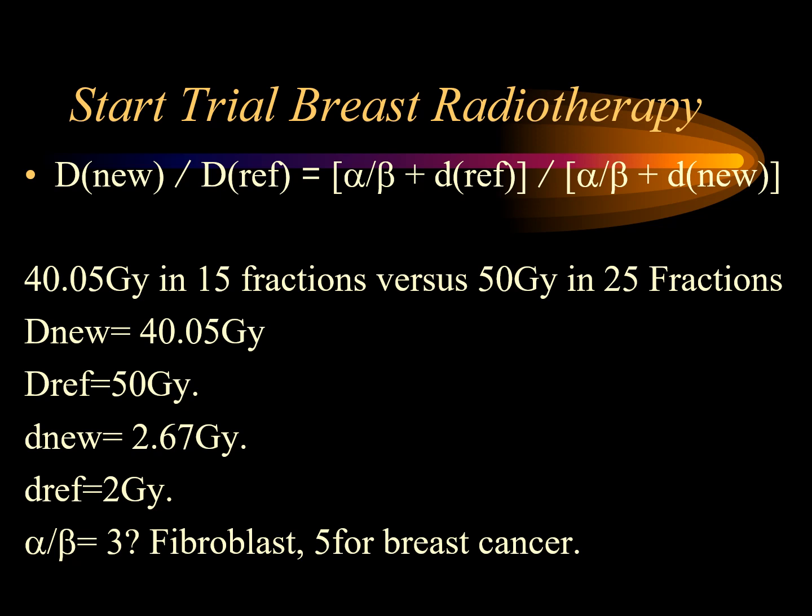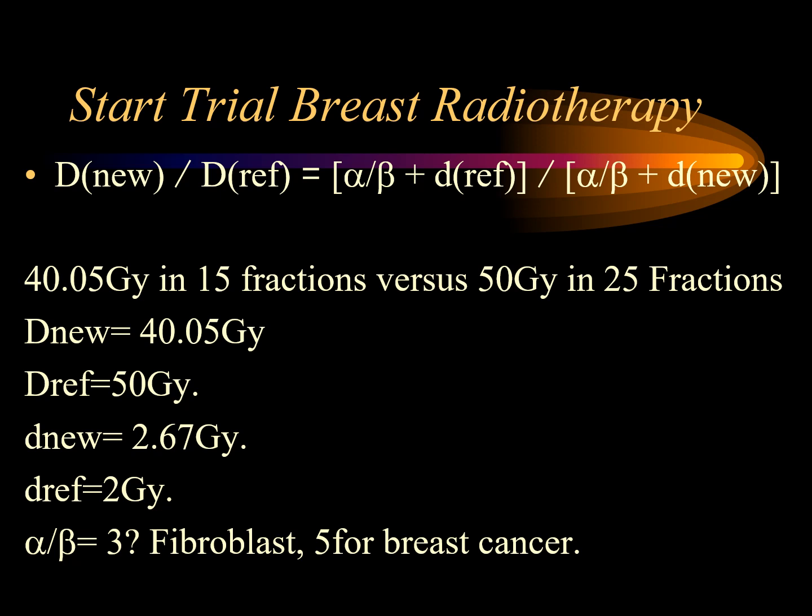Let's look at the STAR trial, because this was a question at the beginning of the lecture. In the STAR trial, we used 40.05 gray in 15 fractions. So I'm trying to see what 40 gray in 15 fractions will be equal to, in terms of dose, if I'm giving 2 gray per fraction, which means that now I have an abnormal fractionation.